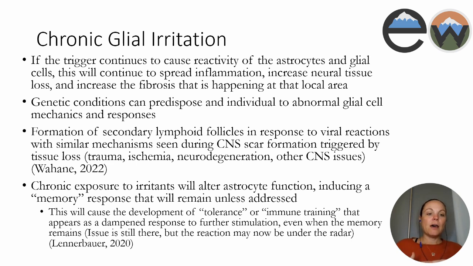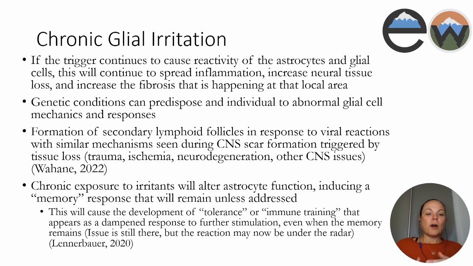There's the formation of the secondary lymphoid follicles in response to viral infections, with similar mechanisms to what we see during the scar formation that's triggered by tissue loss. So trauma, ischemia, neurodegeneration, and other central nervous system issues. So just a crossover in the research between neuroimmune again, and just verifying that we are seeing this in other things as well.